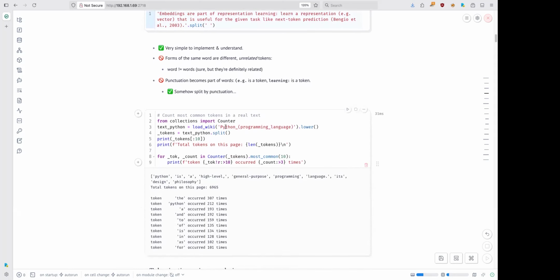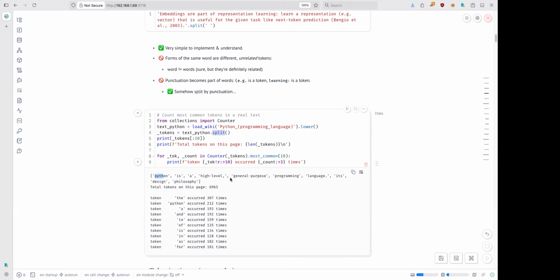As an example, we can download some kind of Wikipedia page, like for Python, the programming language. I'll share the code. You will see how this is done. So we download the text of the Wikipedia page, and we literally split this on white space. Here are the first couple of tokens. It says Python is a high-level general-purpose programming language. Its design philosophy, something, something.